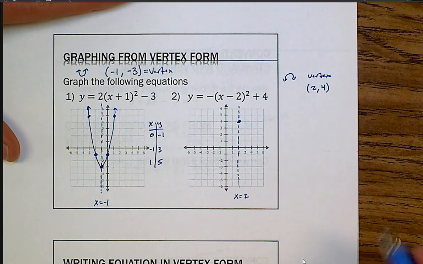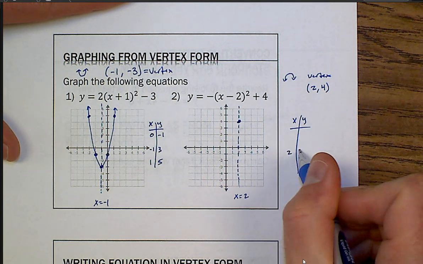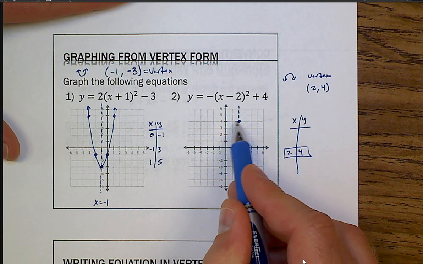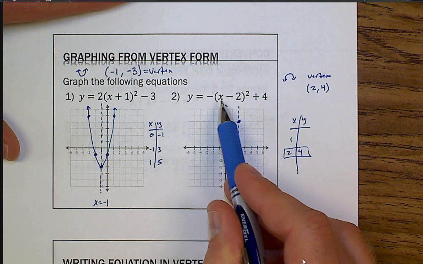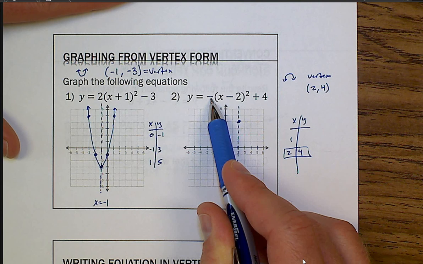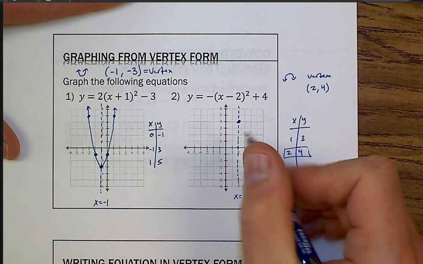And then I'm going to proceed to make my t-chart, and 2, 4 is my vertex. So I'm going to pick a point to the right and to the left. I'm going to pick +1. 1 minus 2 is -1. -1 squared is 1. Negative out in front turns that into a -1. Plus 4 makes 3. So 1 and 3 would be here.